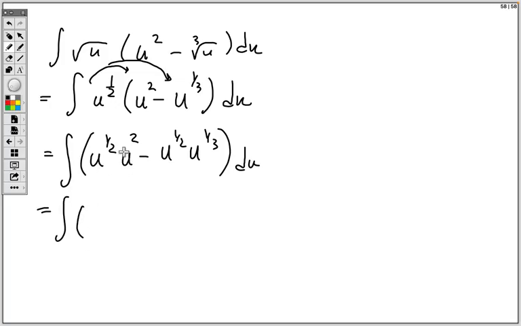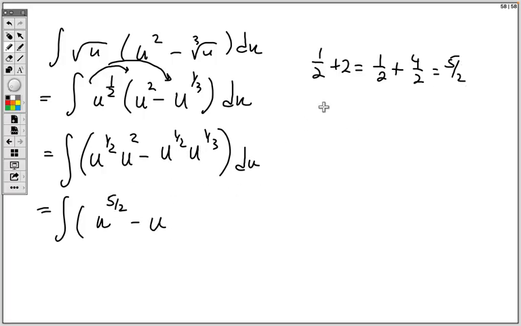If you multiply with the same base, you add the exponents. So this would be u to the 1/2 plus 2. 1/2 plus 2 would be 1/2 plus 4/2. So that would be a 5/2 up there. Minus u to the 1/2 plus 1/3.